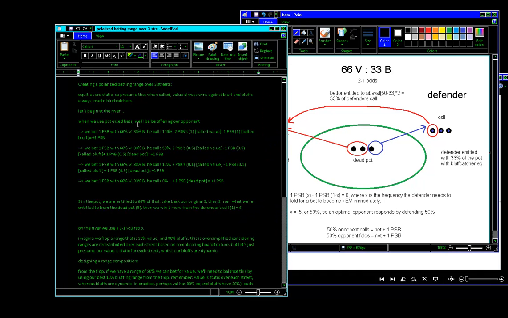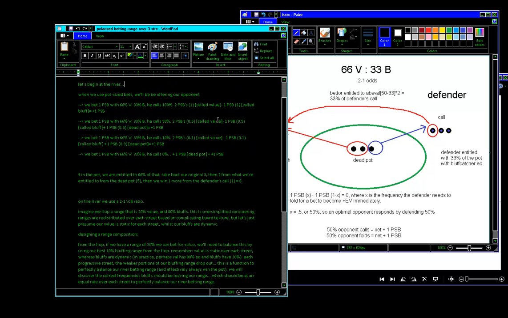So, creating a polarized betting range over presumed equities. Presume value is static, and our bluffs... I reread this, I was thinking ahead a little bit. Equities are static, so presume that when called, value always wins against bluff catchers, and bluffs always lose to bluff catchers. That's what I meant. Sorry.